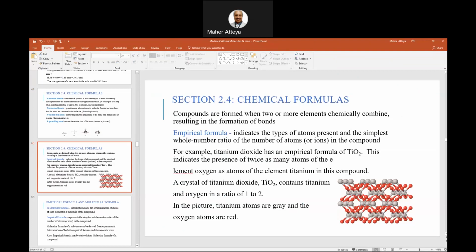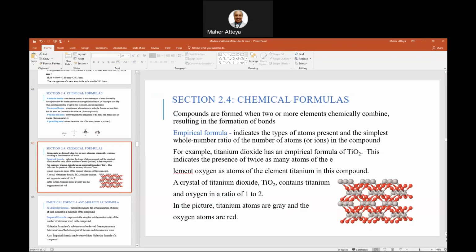How about the empirical formula? It turns out the empirical formula is the simplest ratio of the elements within a compound. The molecular formula is the true, real ratio. The empirical formula is just the simplest formula. For example, sugar. Glucose is made of 6 carbon, 12 hydrogen, and 6 oxygen. This is a molecular formula, the true ratio between all those 3 elements.